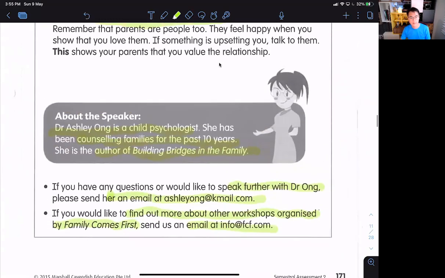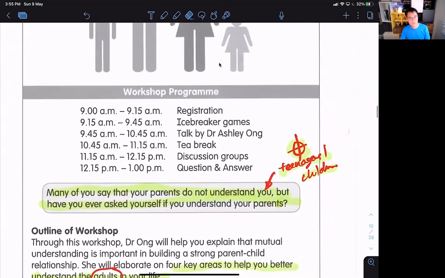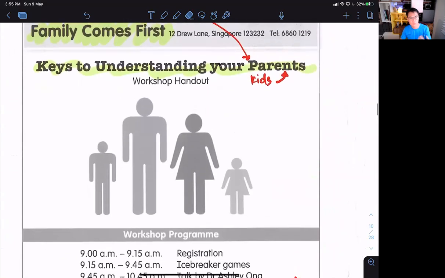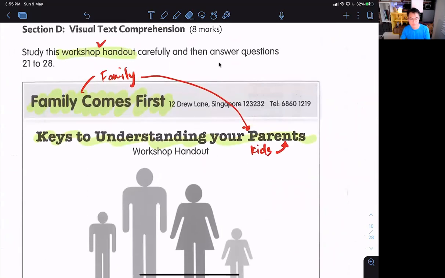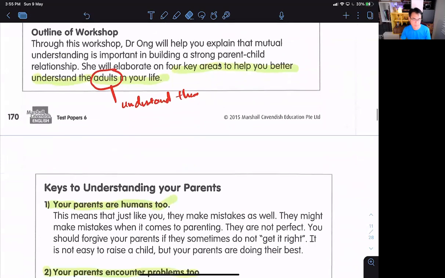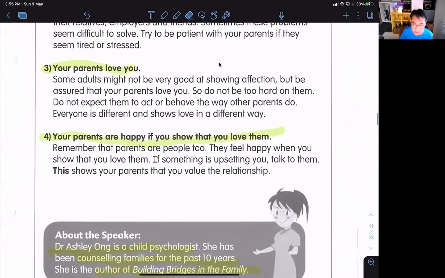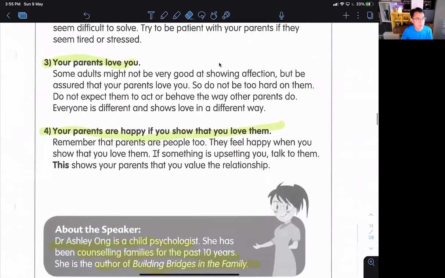So again, like what I do, please skim through the text first before you read the questions, or you can skim through the text after you read the question. That's up to you, but make sure you do a quick skim and scan to get some rough ideas about what this text is all about.